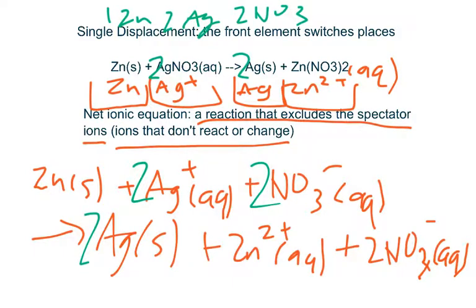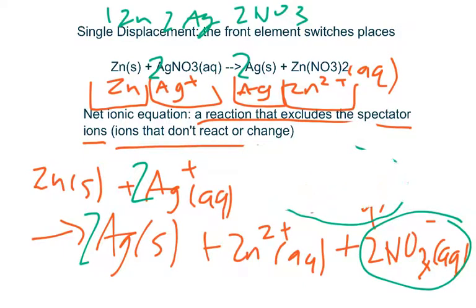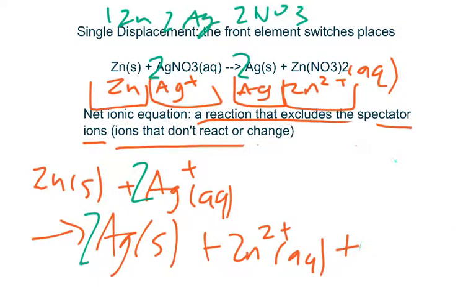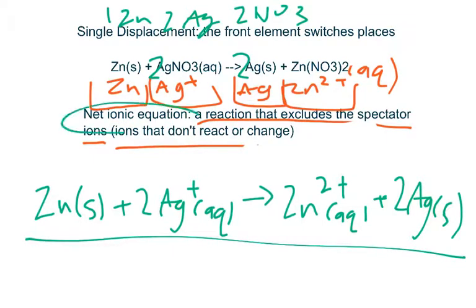So now let's figure out what the spectator ion is. The spectator ion is the ion that does not react or change. So in this reaction, what is not changing? Well, it seems like the nitrate is just staying, nitrate in its aqueous form. And look, it's not changing at all. So therefore, nitrate is our spectator ion, and we exclude the spectator ion in our net ionic equation. So let me erase the 2 nitrate ions. So I rewrote the reaction here in its net ionic equation form, and notice how nitrate is not there.